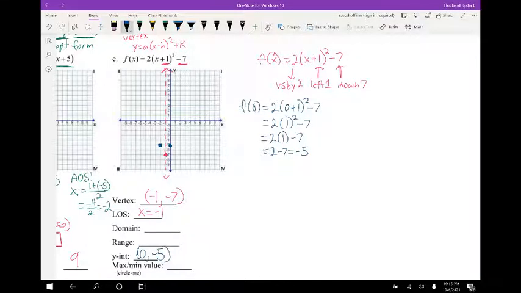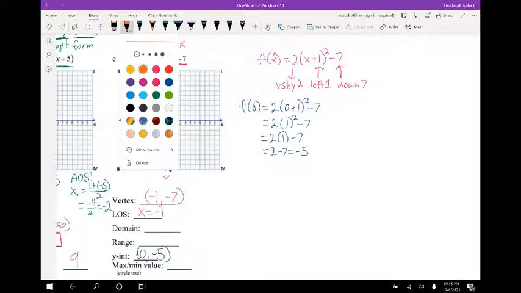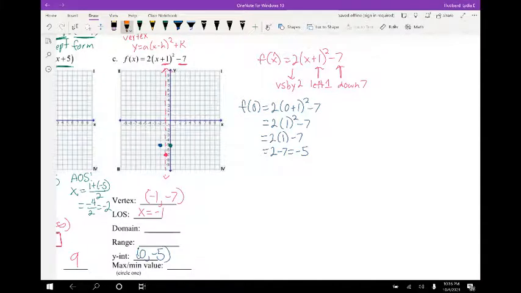Again, if we took that original point of 1, 1, vertically stretched it by 2, that would be here, and then moved it to the left one and down 7, we would still get 0, -5. So you can also do it as transformations. Either one of those is okay. I'm going to do my next point as transformations. You also could pick the x value 1 or -3 and plug it in to get an additional point. But I'm going to do this one as transformations.